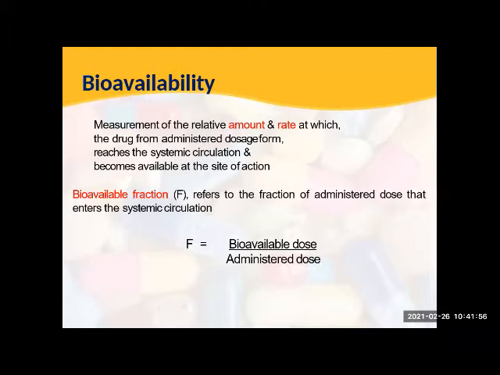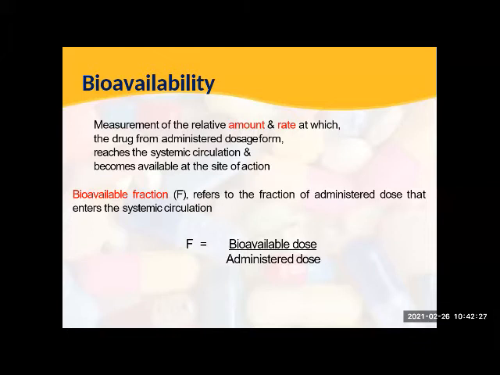Okay, so bioavailable fraction, which is denoted by the capital letter F, refers to the fraction of administered dose that enters the systemic circulation, and it is calculated as F is equal to bioavailable dose divided by the administered dose. Although the formula is really simple, to determine bioavailable dose we have to do a lot of things.